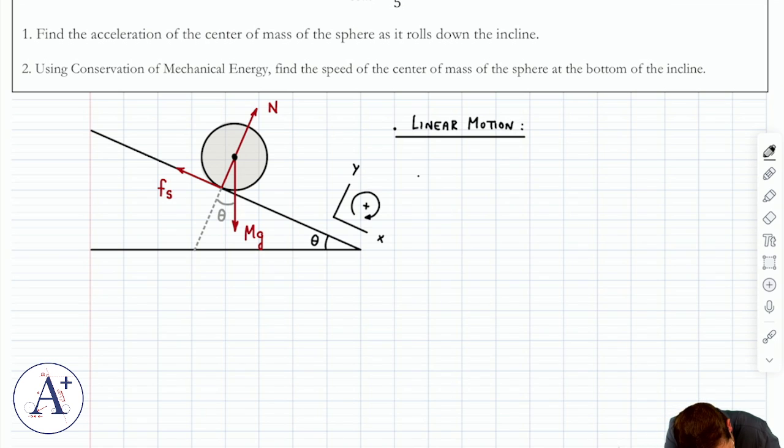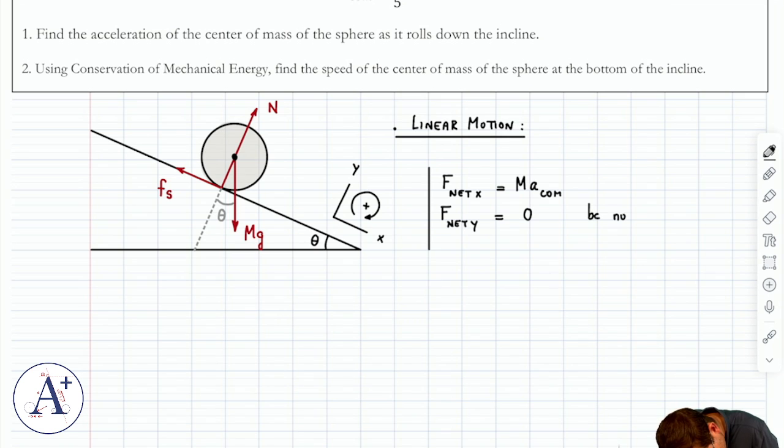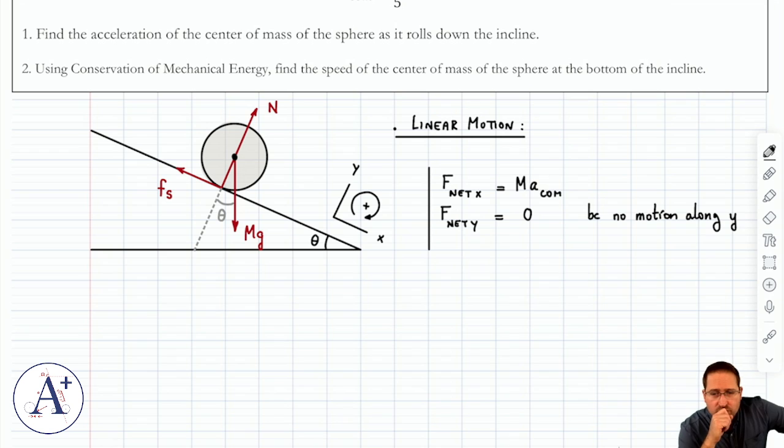Okay, linear motion, what we're going to have is F net x is m a center of mass, that's the acceleration in the x direction. F net y, which is perpendicular to the incline, is going to be 0 because no motion along y. This is not new. We've done this many times before. Okay, so then let's write F net x and F net y.